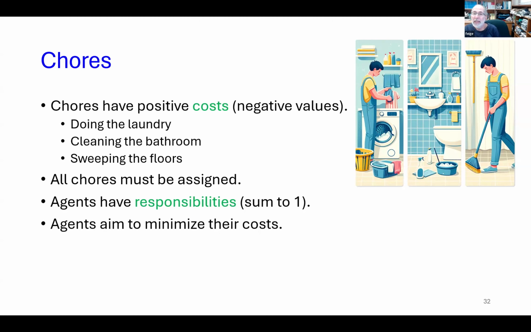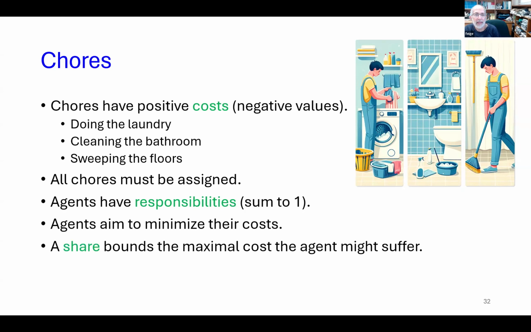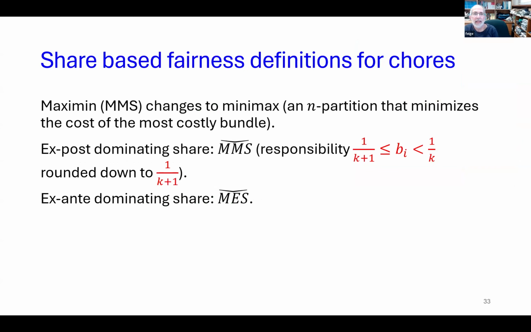So agents aim to minimize their costs. They want to do as little as possible. And the share, in this case, bounds the maximal cost that the agent might suffer. In the case of goods, it says what's the minimum value I should get. For chores, it's what's the maximal cost that I might suffer. And we can extend the fairness definitions to chores. So max-min changes to minimax, an n-partition that minimizes the cost of the most costly bundle.